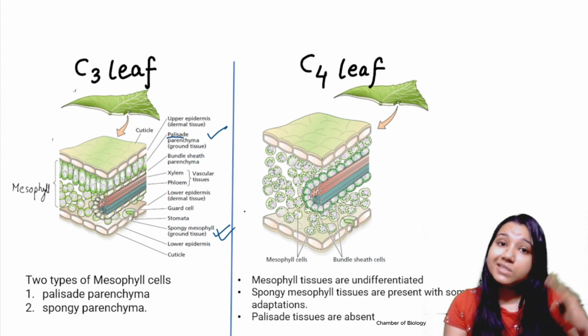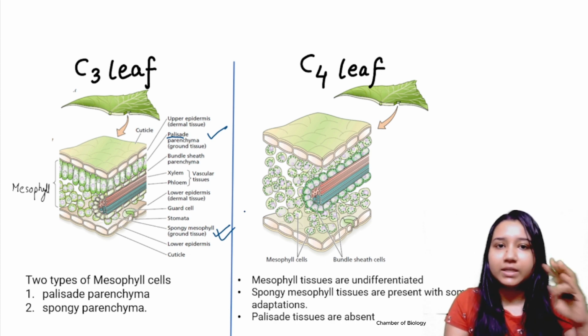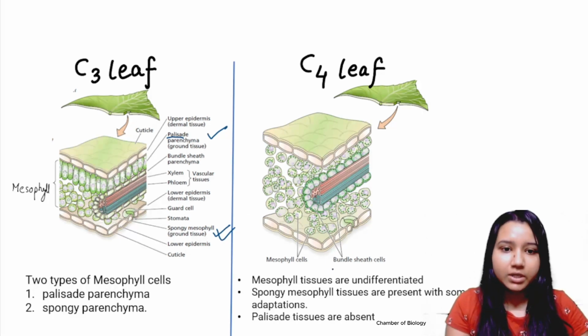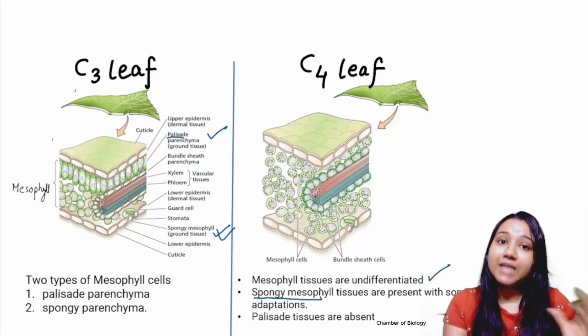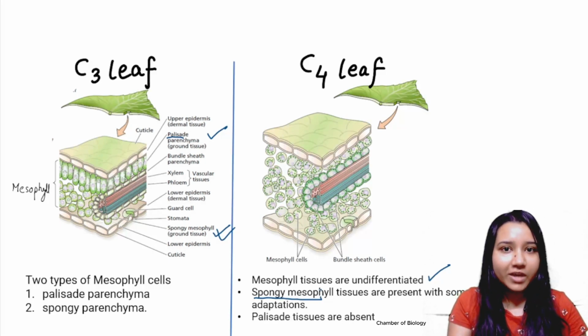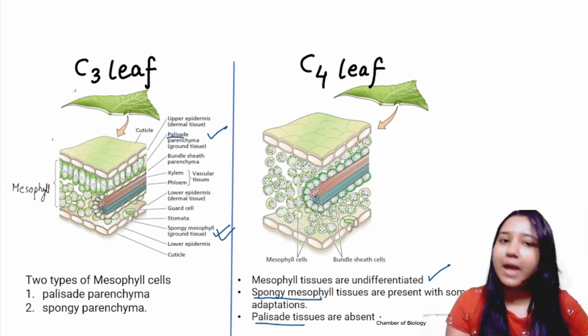Okay. But in the C4 plant, there is no such division. It is not differentiated. Mesophyll cell tissues are undifferentiated. So spongy mesophyll, you can see, is present, but there is a modification. Bundle sheath cells also have the chloroplast, and palisade tissues are absent totally.